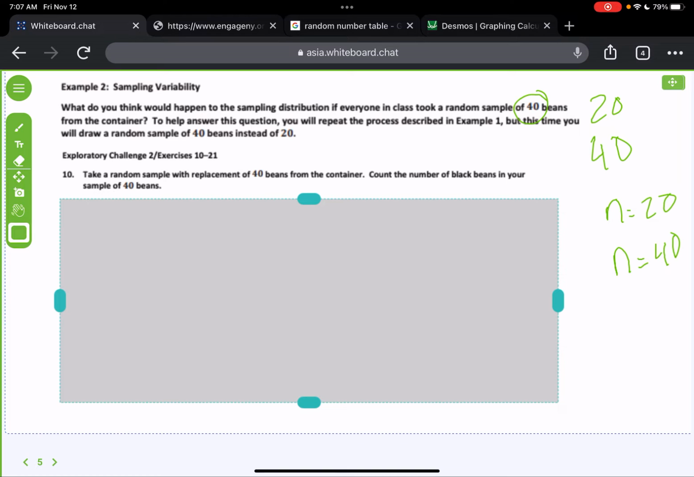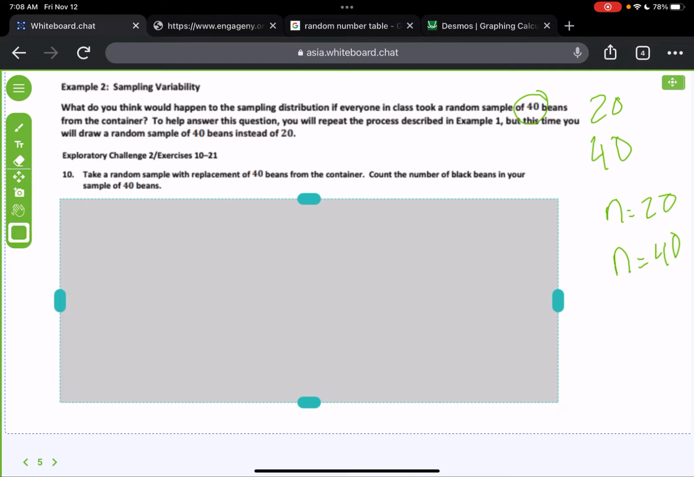To help answer this question, you will repeat the process described in example 1, but this time you will draw a random sample of 40 beans instead of 20. Take a random sample of 40 beans with replacement. So take one out, mark it, put it in there, mix it up, and take it again. Count the number of black beans in the sample of 40.